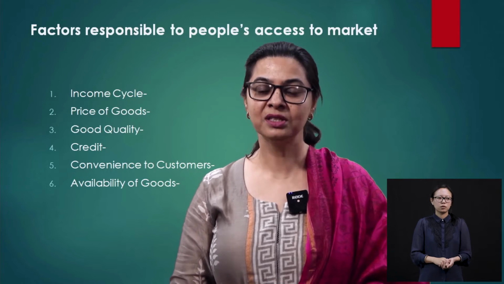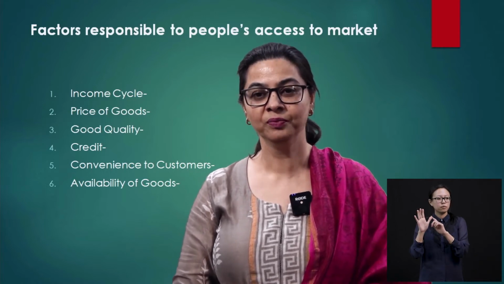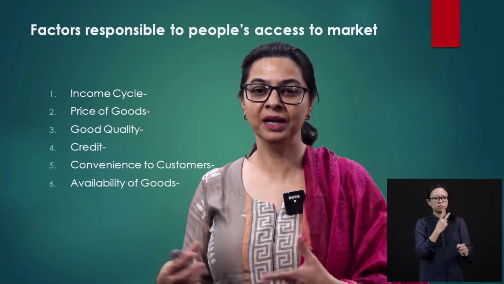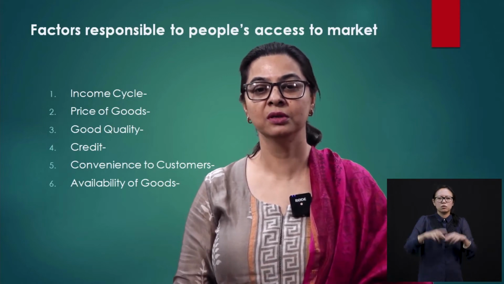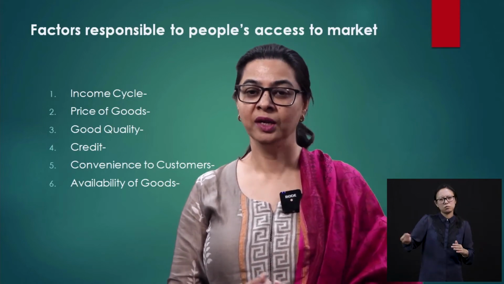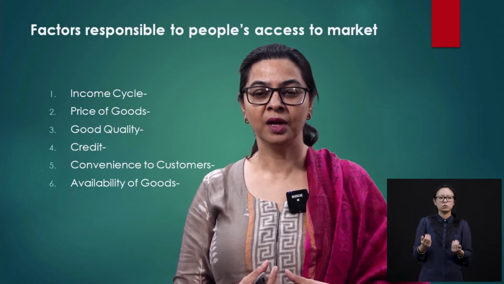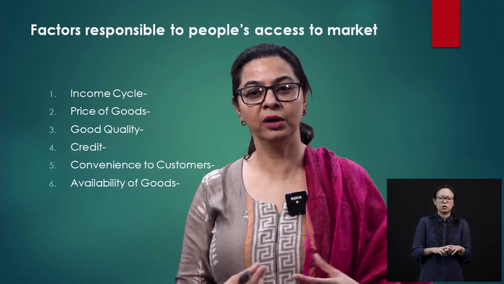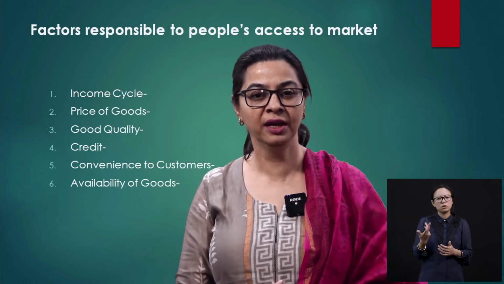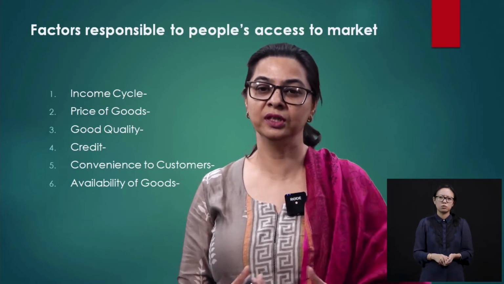The fifth one is convenience to customers. So if the marketplace is just near my house, I will definitely be able to go. If I can travel there in an auto, or go by foot or in a rickshaw, and it's convenient to me, I will definitely go.